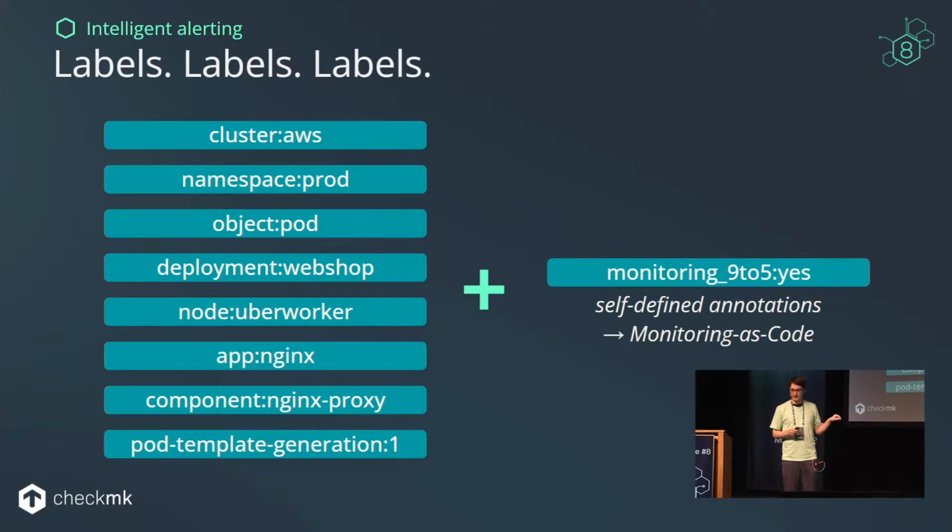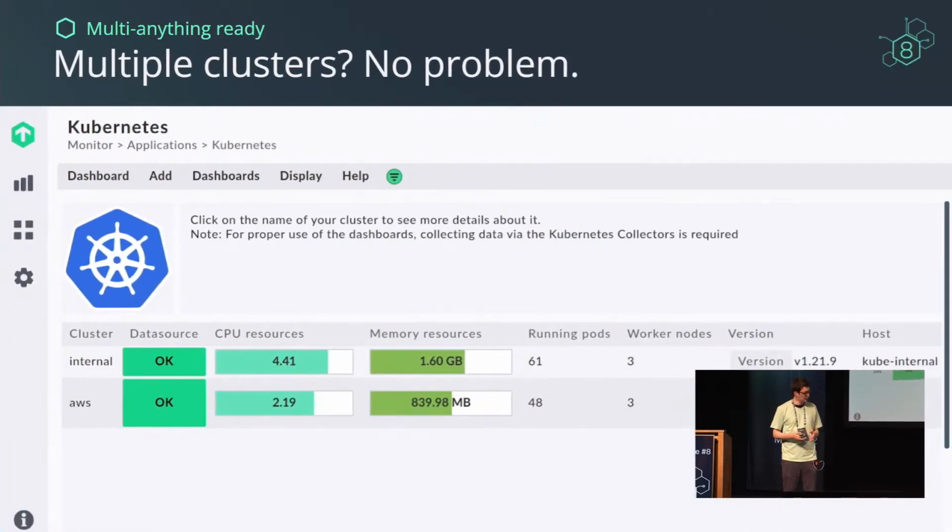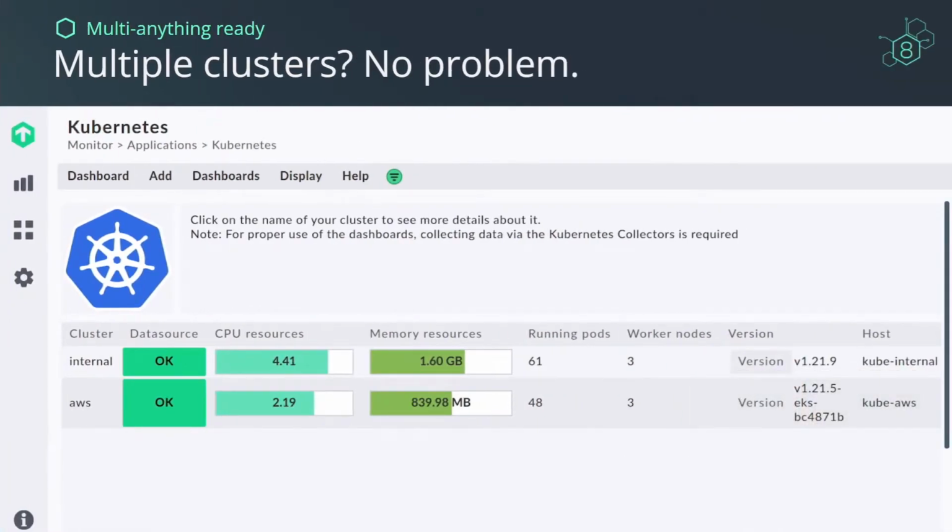And now you can import these annotations based on how you define it as the monitoring admin, and then use these labels for your alerting automatically, so that it's just less work in the end, and you have this monitoring as code concept. Okay, so now we have a lot of this alerting and stuff, and now the next question is, okay, we have our one cluster. How do I deal with multiple clusters? Is that a problem? No problem.